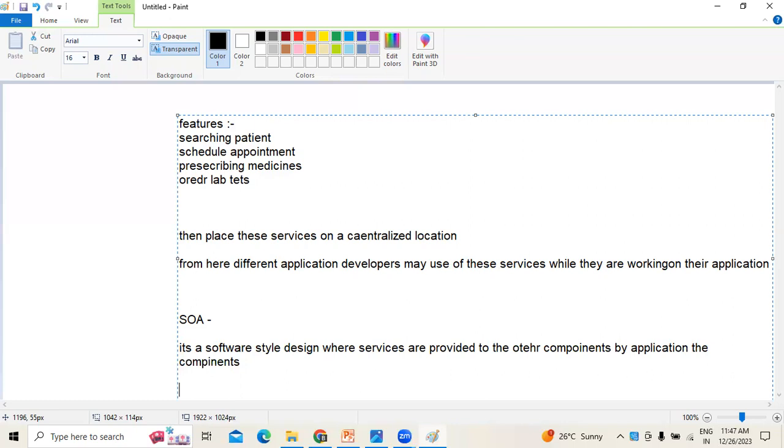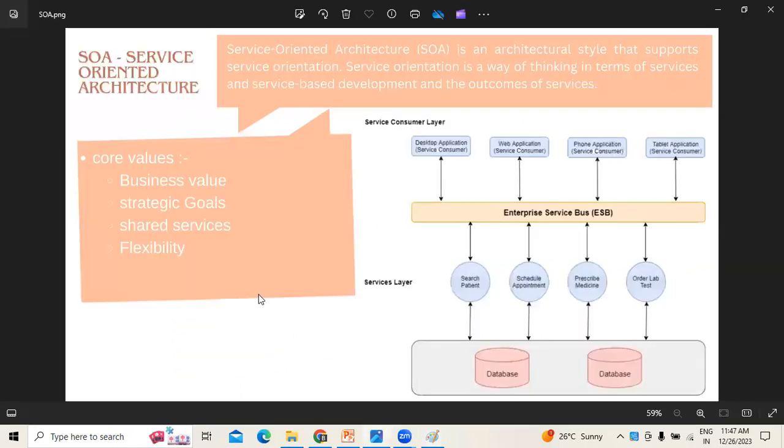It means whenever you want to use the code multiple times, reusability of the code generally happens, especially whenever we are implementing service-oriented architecture, right? So this is what SOA stands for.